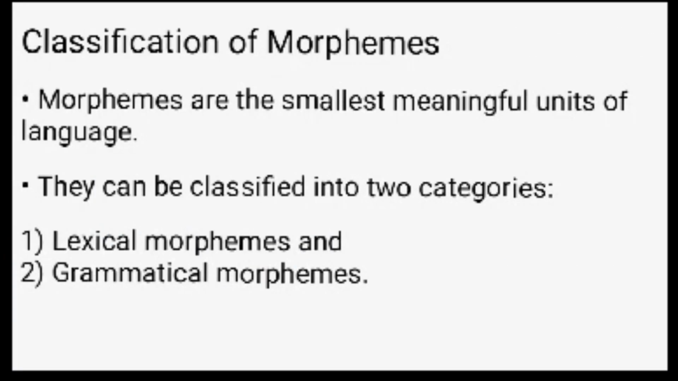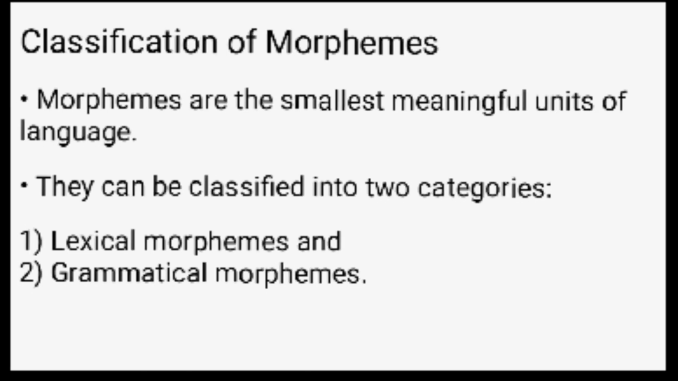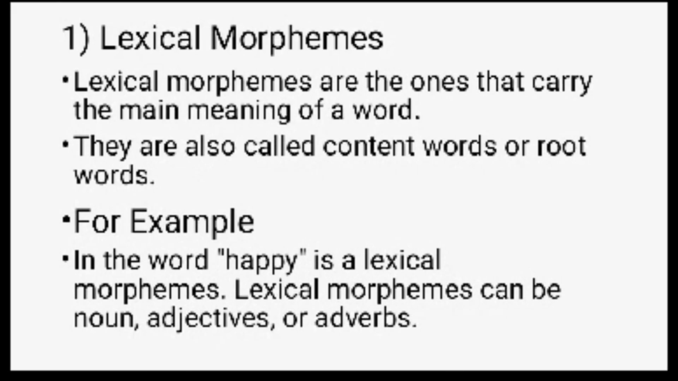So first of all, what is a morpheme? Morphemes are the smallest meaningful units of language. You can easily say a morpheme is a meaningful linguistic unit that can be a word or a part of a word. So they can be classified into two categories: lexical morphemes and grammatical morphemes. First of all is lexical morphemes.